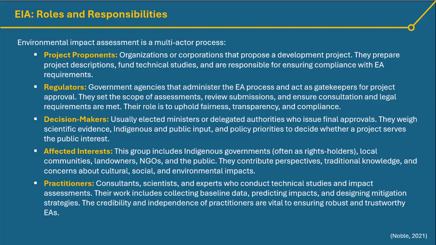Okay. Next up, we have regulators. These are the government agencies, right? These administer the EIA process. You can think of them as the referees, but more accurately, maybe we could call them gatekeepers. They're the ones who say, here's what needs to be assessed. Here's how the public should be consulted. Or, here's a list of things that we need you to prove before this can be approved. They're also the ones reviewing the submissions and ensuring that all legal, procedural and consultation obligations are met.